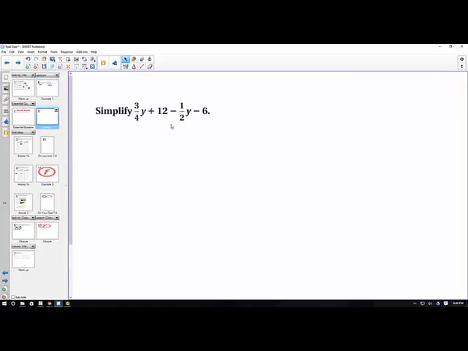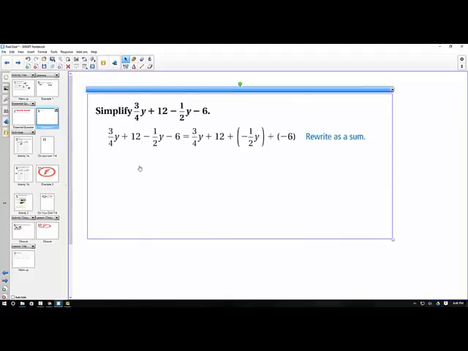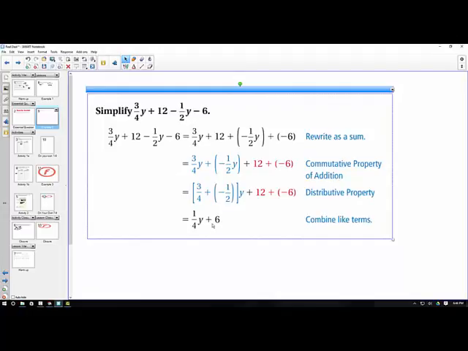So now we're going to simplify this here. Looks kind of crazy. So let's go through, and I have 3/4 and I have 1/2. So let's change these into the same denominator. So I'll have 3/4 y, and I'll make this 2/4 y. So that would be 1/4 y left over. And then 12 minus 6 is plus 6. So I should have 1/4 y plus 6. There it is.